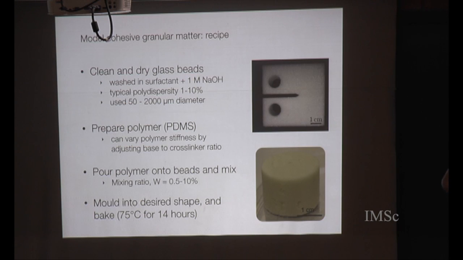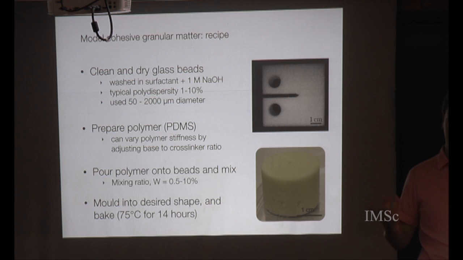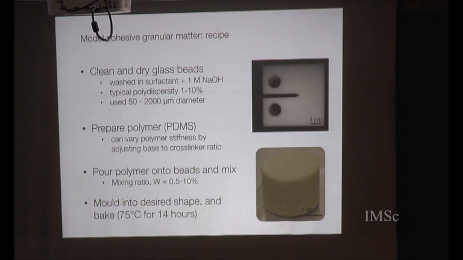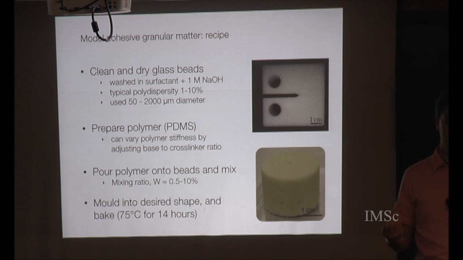The basic idea is it's a very simple recipe. Take glass beads, you clean them, you dry them. They can be pretty much any size you want in terms of getting them from the manufacturer. You then take PDMS, which is a curable polymer. You mix it together with a base, which is basically the polymer chains, and another liquid which cross-links those chains. And by varying that ratio, you can vary the stiffness of the product.